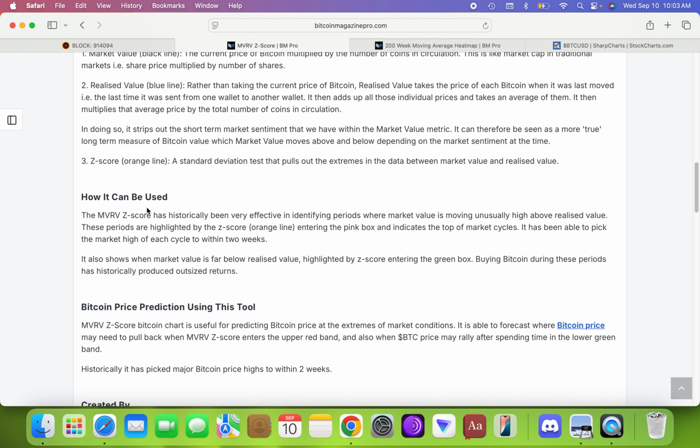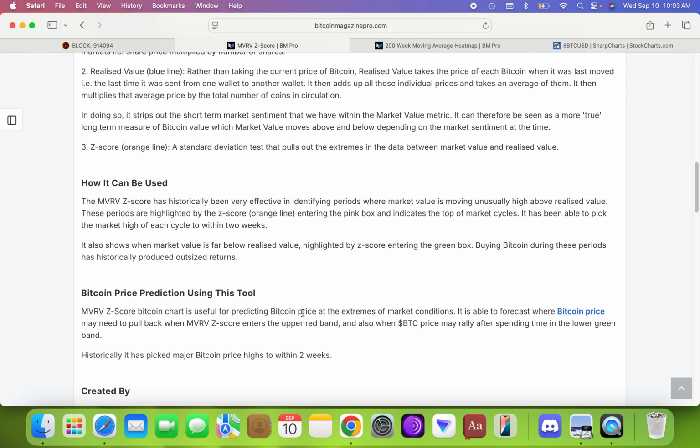So down here is kind of showing how it can be used. The Z-score has historically been very effective in identifying periods where market value is moving unusually high above realized value. These periods are highlighted by the Z-score entering the pink box and indicate the top of market cycles. It has been able to pick the market high of each cycle to within 2 weeks.